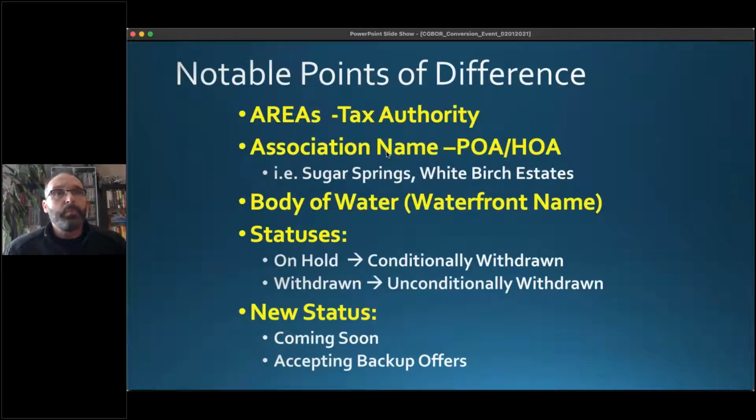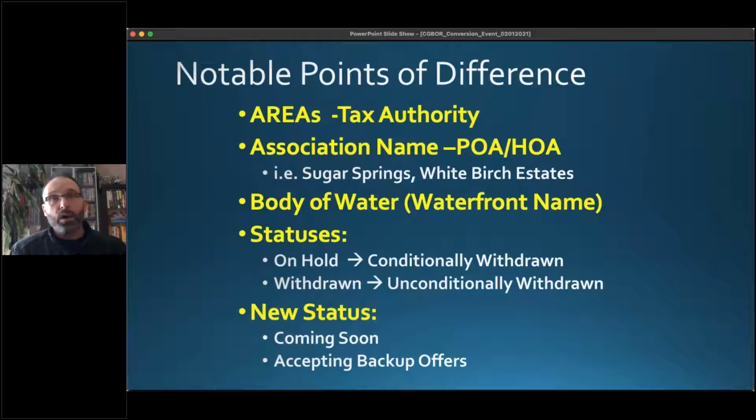Now, association name. Again, I'm going to bring up Sugar Springs, White Birch Estates. These were not proper areas in that they're not fully incorporated communities. They are POAs. So we put them where they were supposed to be, which is under association name. So we brought those in. If you bring up association name, you can search for Sugar Springs and it will come up. So any of those properties that you had located in Sugar Springs, White Birch Estates, you can search in the association name, and Colleen will show you that.